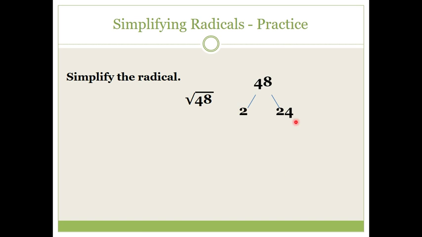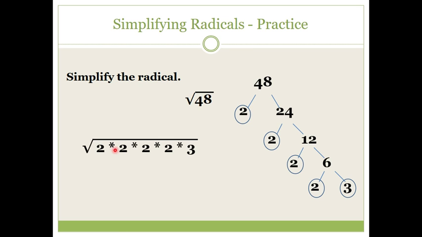All right, 2 is prime, but 24 we can break down. So I'm guessing any two numbers that multiply to 24. So I'm going to go ahead and use 2 and 12. Again, you could have used 3 and 8, you could have used 6 and 4, whatever two numbers multiply to 24. 12 I'm going to break down as 2 times 6, and finally 6 breaks down as 2 times 3. Our prime numbers here are at the end of our trees. So 48 is the same as 2 times 2 times 2 times 2 times 3. And indeed, if you multiply those all together, you will get 48.